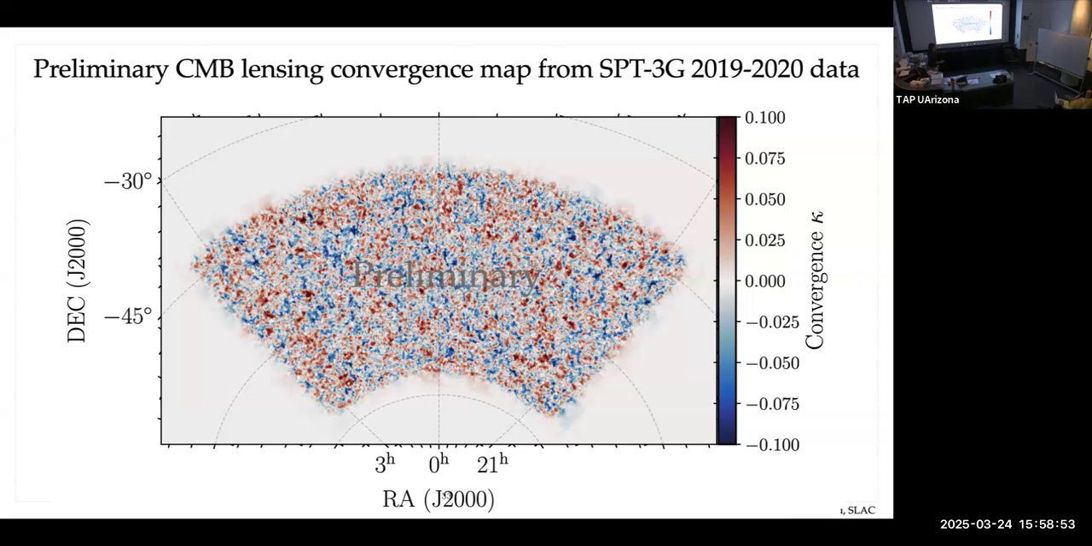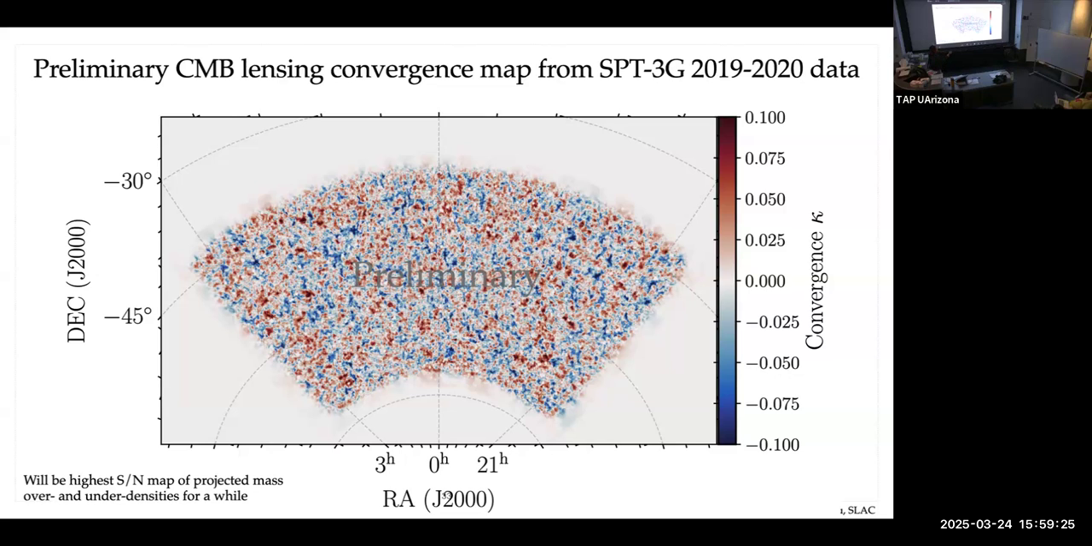From CMB, from SPT3G 2019-2020, like a 2-year observation data set, we make a preliminary CMB lensing convergence map. And this map is really amazing to look at if you're new to seeing these maps. I love looking at this because these are high signal to noise. And it will be the highest signal to noise map of the projected mass of matter over and under densities for a while. What that means is that each of these modes you can see by eye, signal to noise of a few.